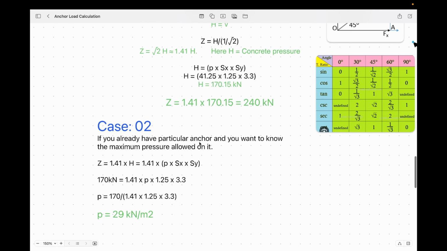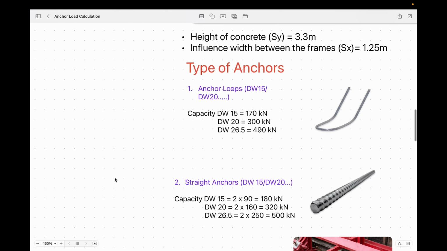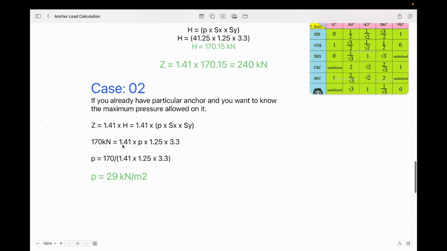If you already have a particular anchor and you want to know the maximum pressure allowed, it's the same formula, guys. Instead of Z, we will find P now. So Z is equal to 1.41 into H, which is 1.41 into P into Sx into Sy, the same formula. Now we'll calculate P, where Z is 170, the maximum capacity of these DW15 anchors. So 1.41 into P into 1.25 into 3.3. Finally, we get P as 29 kilonewton per meter square.